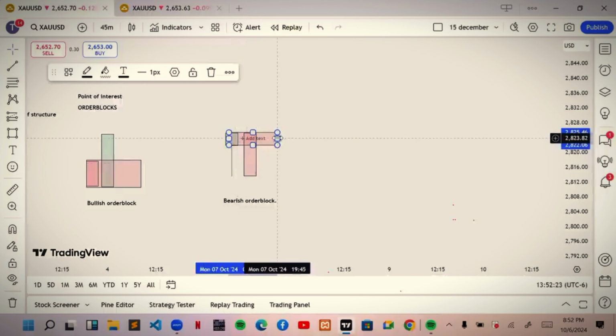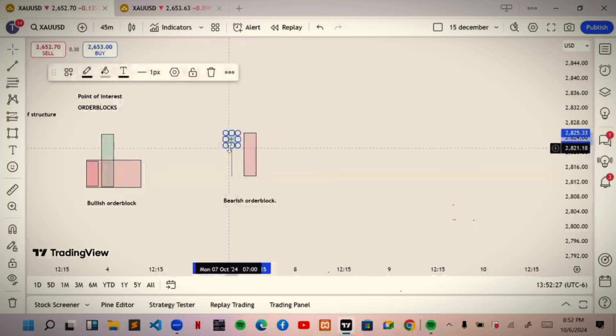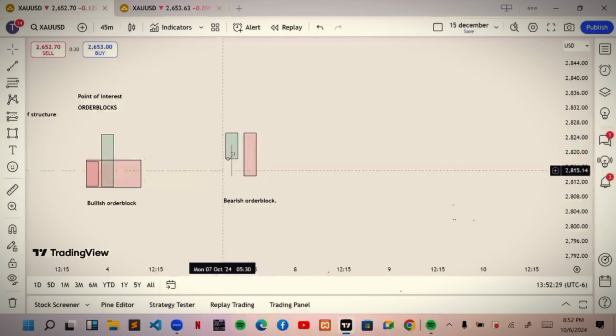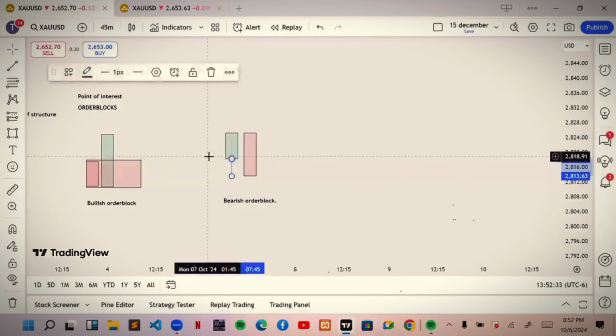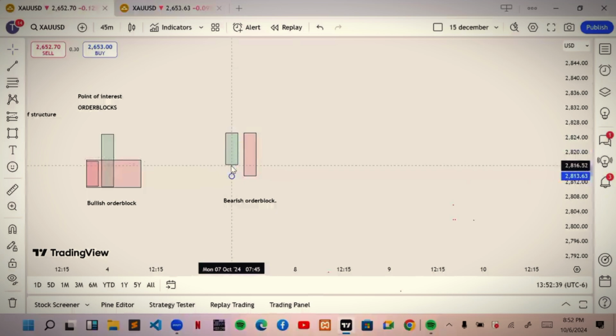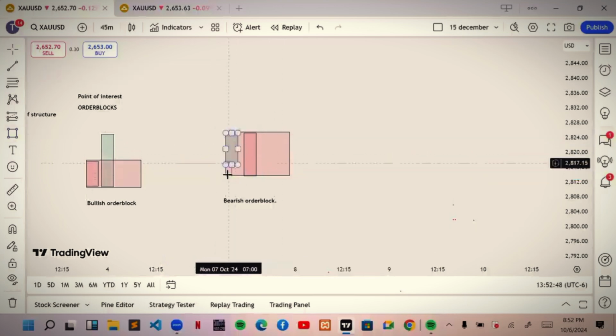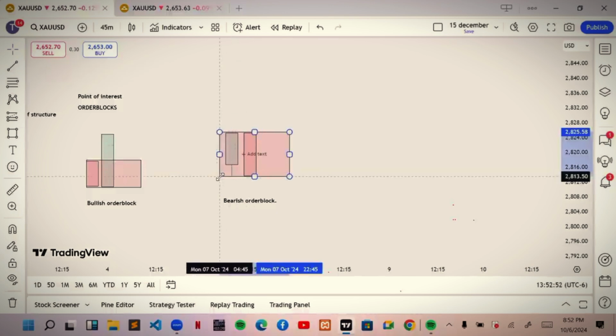Or in a situation where the wick is smaller than the body, for example, this is the body, and then this is the wick. So this is the body of the other block, and it's bigger than the wick of the other block. If you're picking your entry, pick your entry from the wick of the other block. Do you understand? Because in this case, the body of the other block is bigger than the wick of the other block.